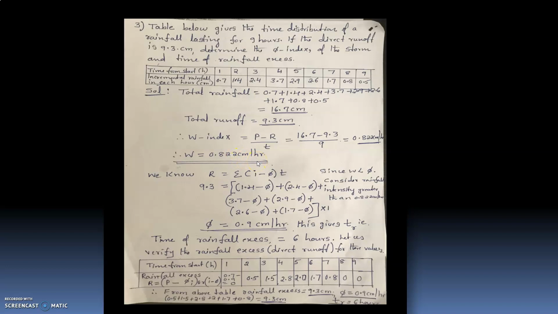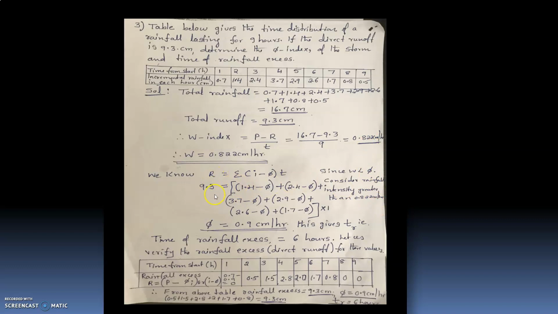Now what we have to calculate? We have to calculate phi index. How we can calculate? We have runoff or R, that is equal to summation of I minus phi into t. Now, since always you should remember W is less than phi, means W index is less than phi index. Now, what we got W index as 0.822. So, while calculating this rainfall excess, we have to consider only the rainfall intensity which is greater than 0.822 centimeter per hour. Okay, so let us calculate that.